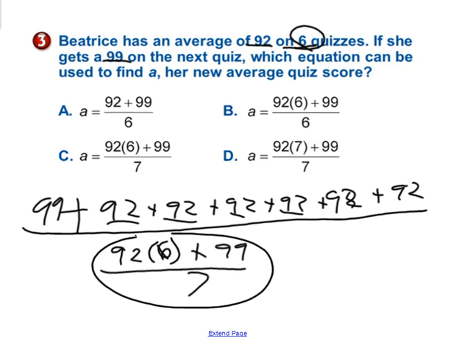So if you look at that, the best equation here would be 92 times 6 plus 99, and then the whole thing divided by 7. So that's the pattern that we're going to use. We're not actually going to do the calculations there.